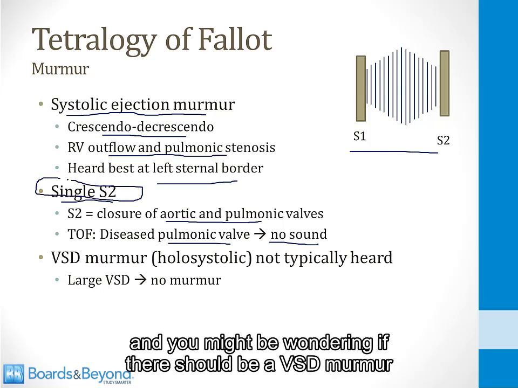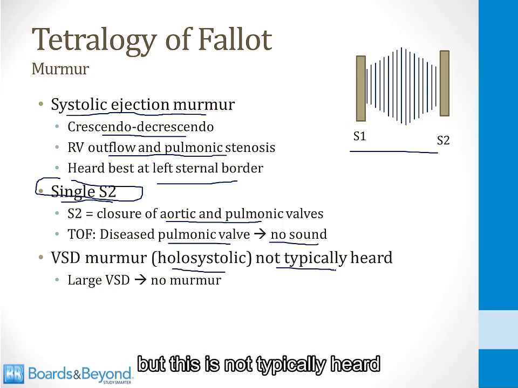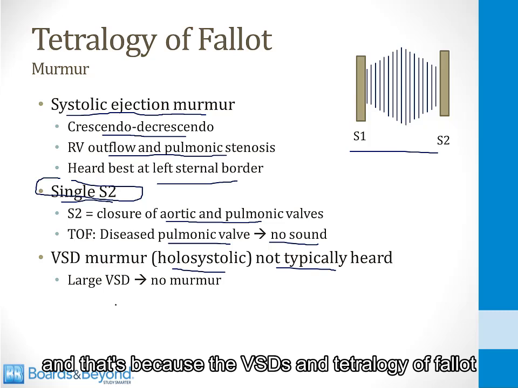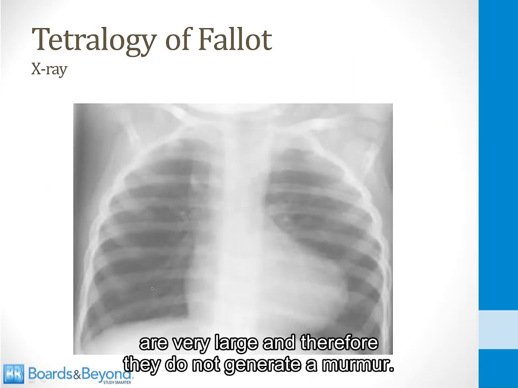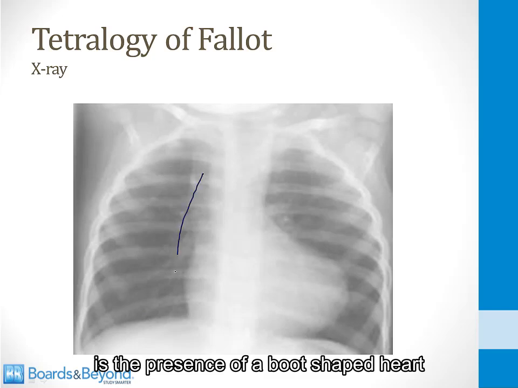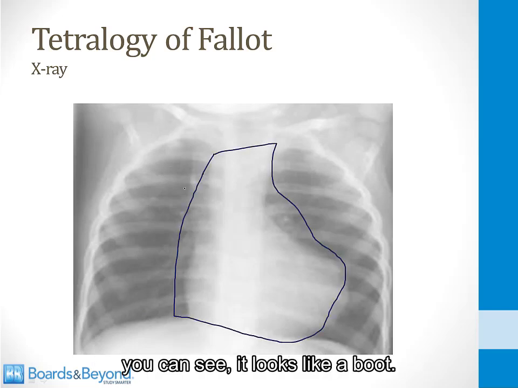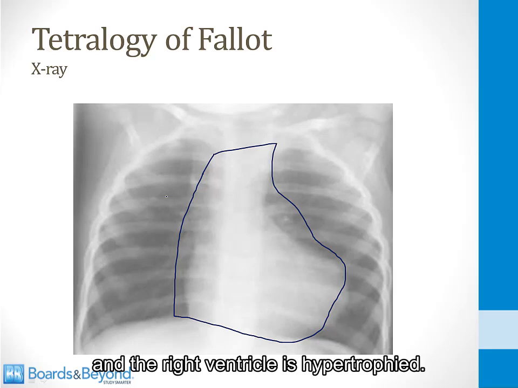And you might be wondering if there should be a VSD murmur, which is a holosystolic murmur, but this is not typically heard, and that's because the VSDs in tetralogy of Fallot are very large, and therefore they do not generate a murmur. The classic chest X-ray finding in tetralogy of Fallot is the presence of a boot-shaped heart, like what I've shown on the screen here. You can see it looks like a boot. The reason it is boot-shaped is because the apex is abnormally positioned and the right ventricle is hypertrophied.